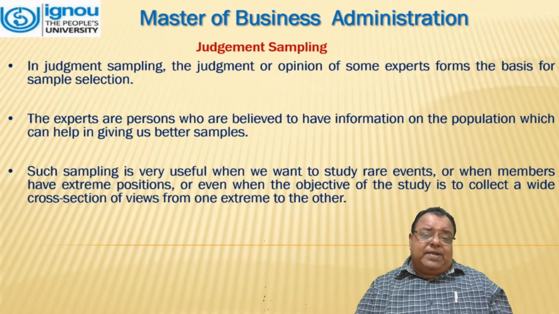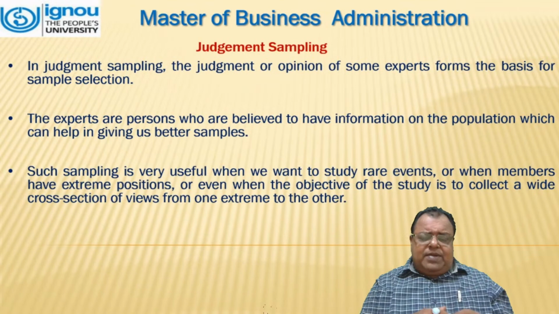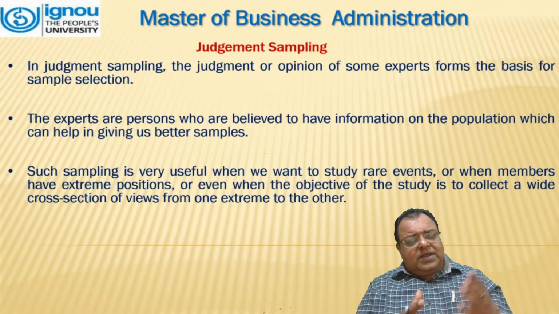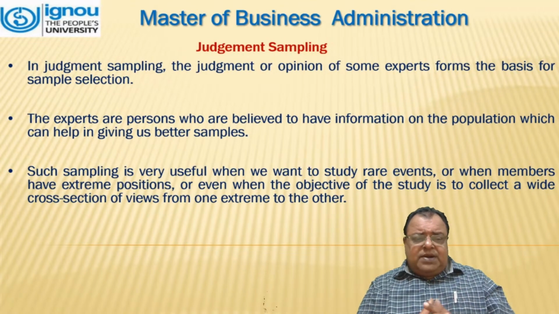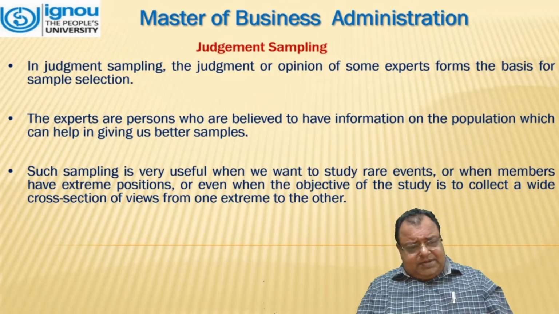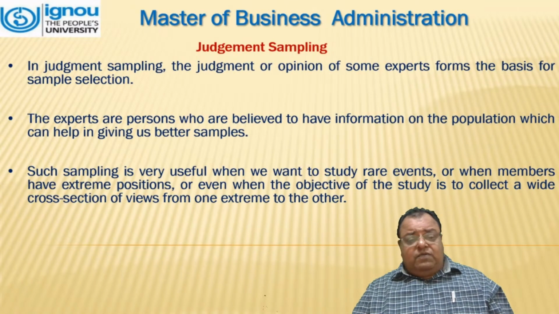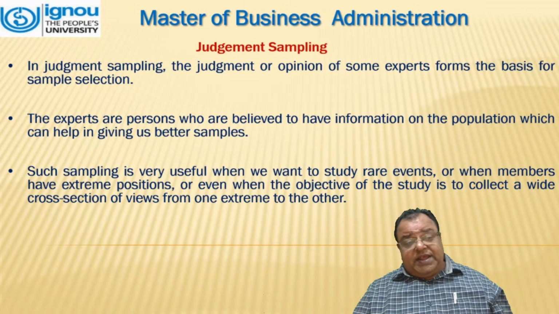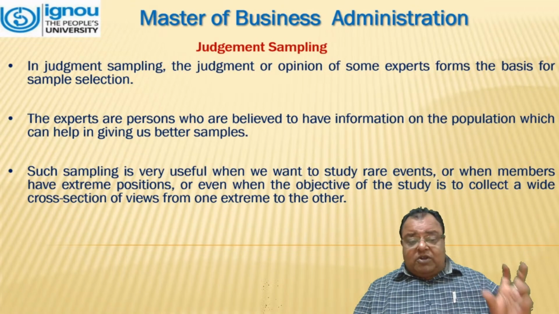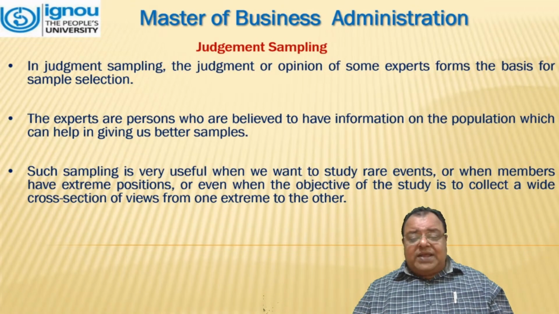Then comes judgment sampling. In judgment sampling, the judgment or opinion of some experts forms the basis for sample selection. The experts are persons who are believed to have information on the population which can help in giving us better samples. Such a sample is very useful when you want to study rare events, or when members have extreme positions, or even when the objective of the study is to collect a wide cross-section of views from one extreme to the other.